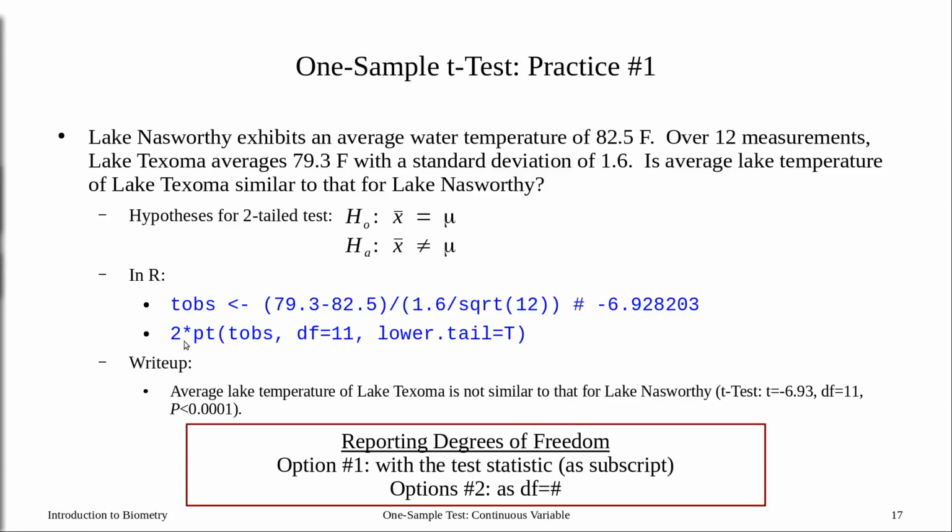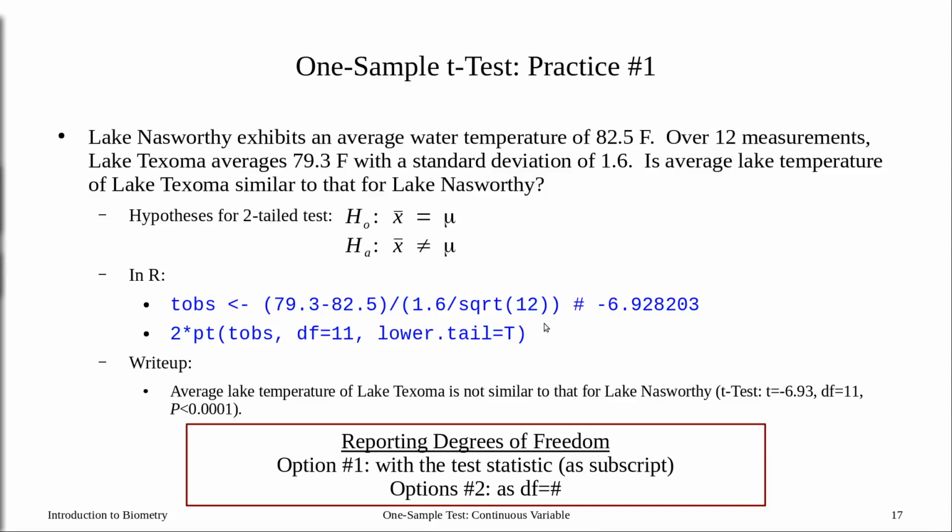This time we multiply this by 2 because we're doing a two-tail test. I use lower.tail equals TRUE, again, because this is a negative value. If it was a positive, we'd use lower.tail equals FALSE, but this is a negative value, and this will give us our p-value, and it's a really small p-value.